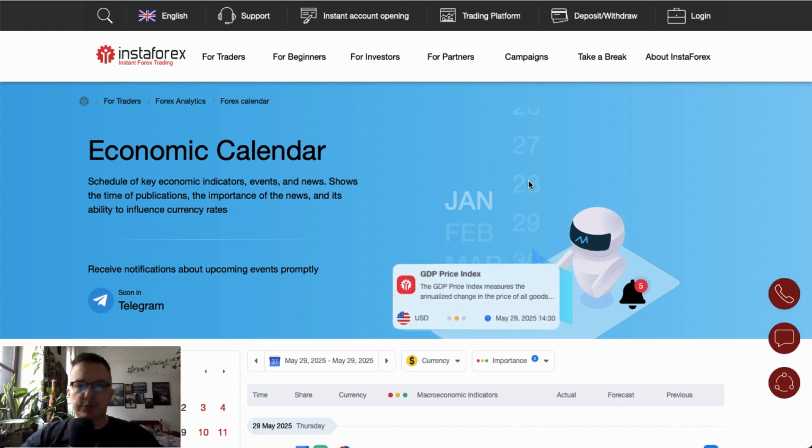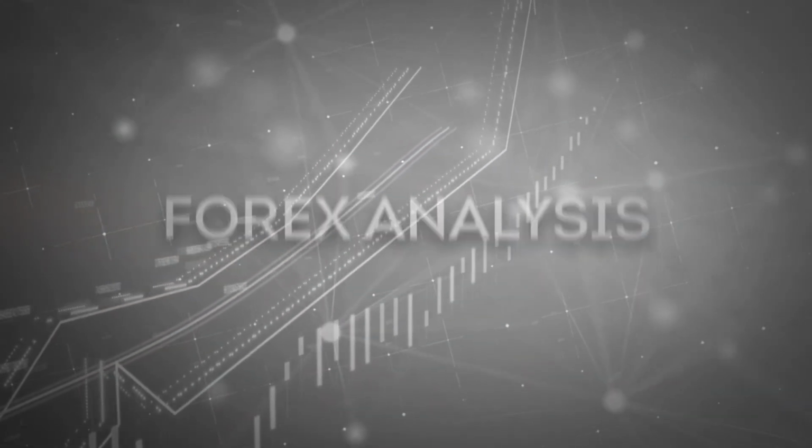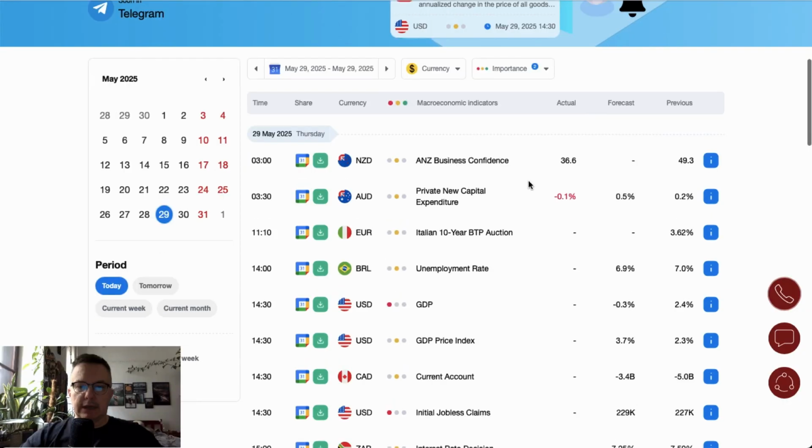Let's take a look at what we have in the economic calendar for today. The Asian session was quite quiet. We got only the data from New Zealand, business confidence, down from 49.3 to 36.6, and data from Australia, private new capital expenditure, down from 0.2 to minus 0.1%.